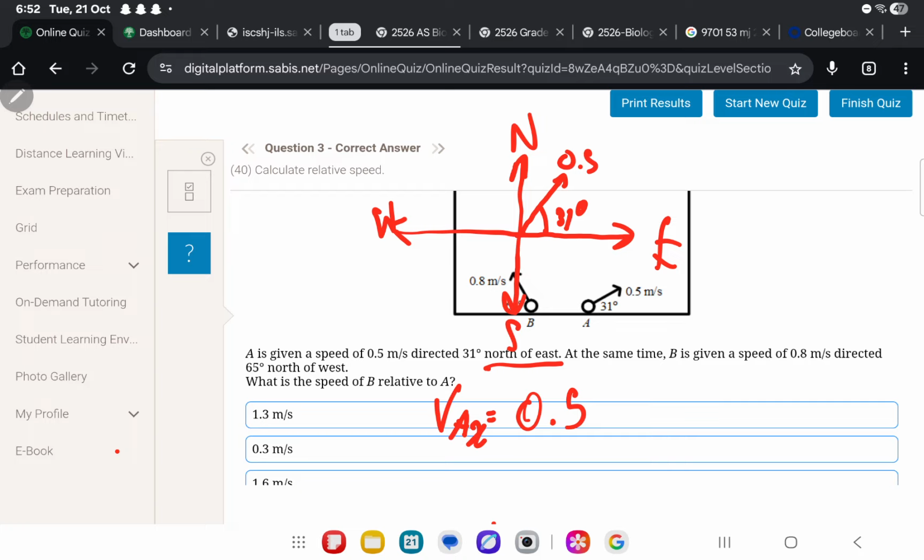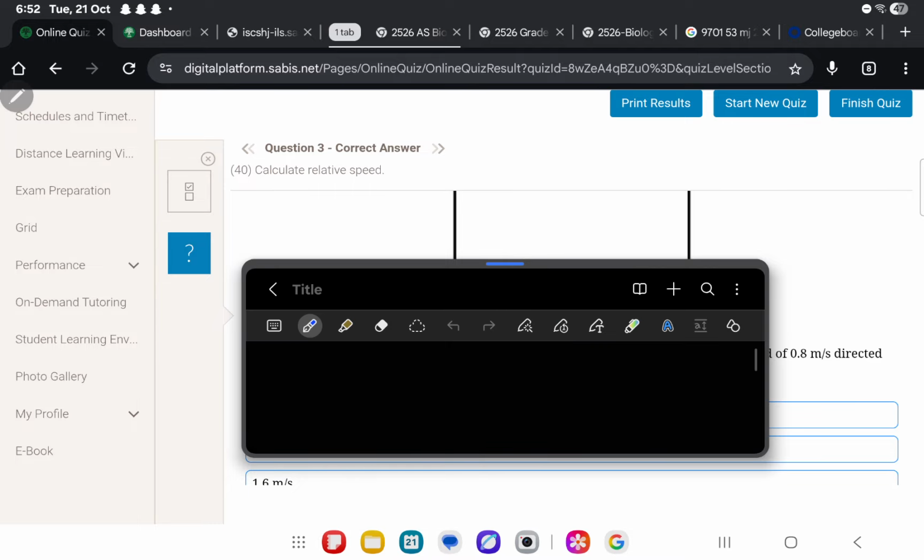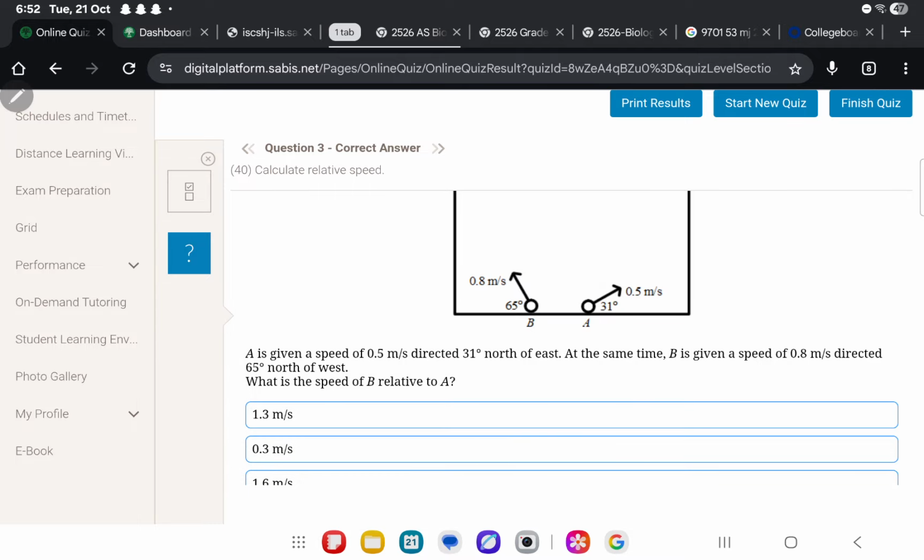We're going to separate it into AX and AY. So 0.5. Now remember, when we said X, it's always going to be F cosine theta, right? So V is our F, which is 0.5, cosine... So V of AX is going to be 0.5 cosine 31 degrees. Okay, let me just draw the axis back.